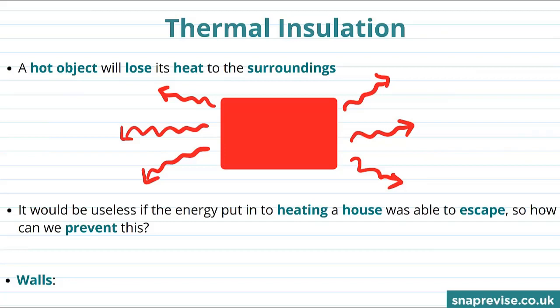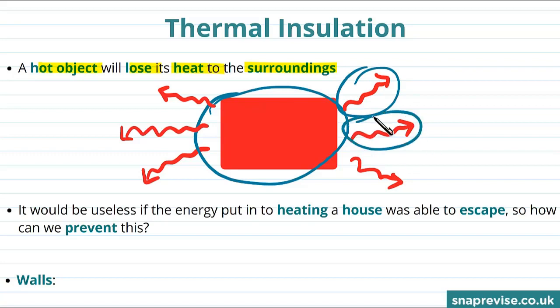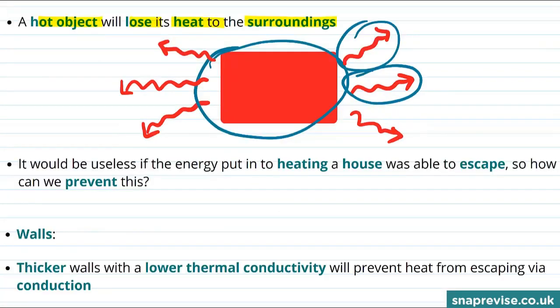Now it turns out that whenever an object gets hot, it will then lose its heat to the surroundings. So here we have a potentially hot object with heat escaping from it. So let's imagine we're putting energy into our house to try to heat it. It would be absolutely useless if the energy we were putting into heating the house was then able to escape, therefore cooling the house back down. So how can we prevent this from happening?